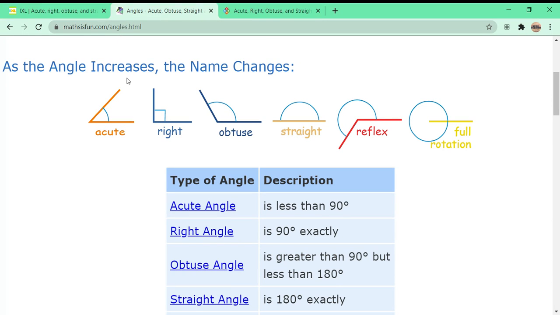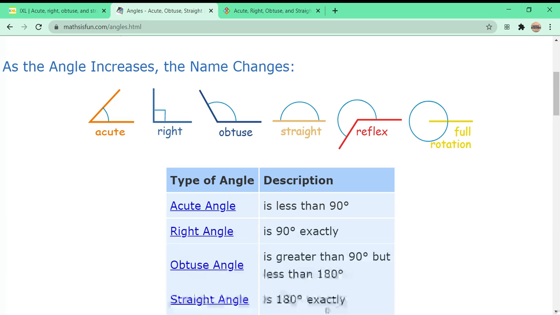Today, we're going to be learning about acute, right, obtuse, and straight angles. What are acute, right, obtuse, and straight angles? An acute angle is less than 90 degrees, and a right angle is exactly 90 degrees. An obtuse angle is greater than 90 degrees, but less than 180. And a straight angle is exactly 180 degrees.